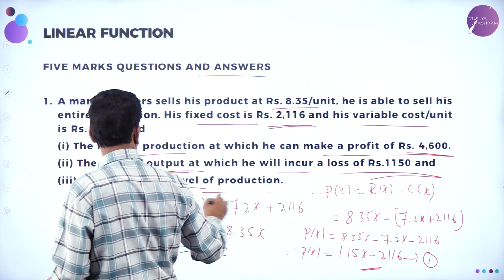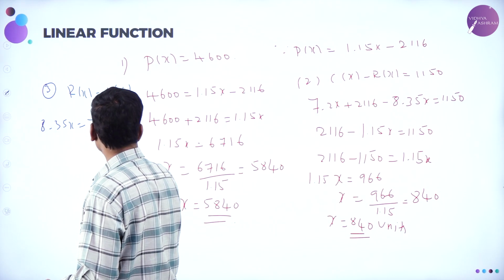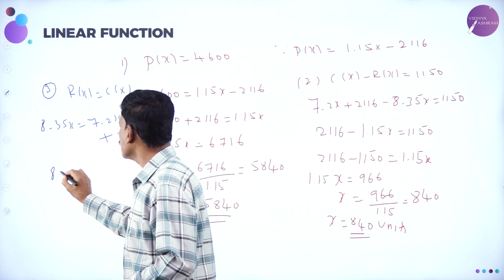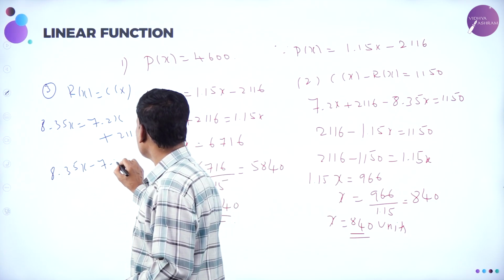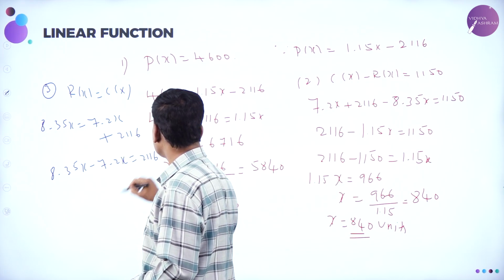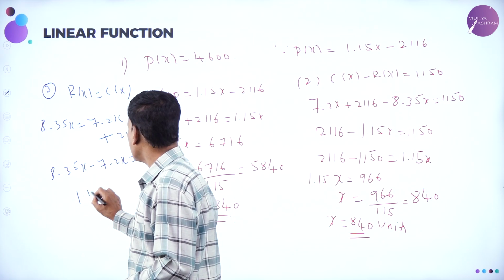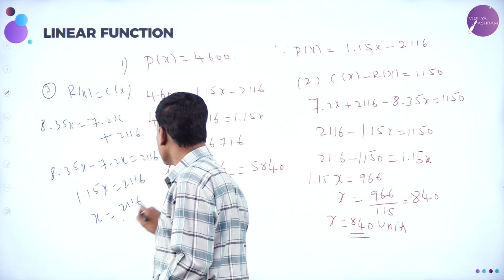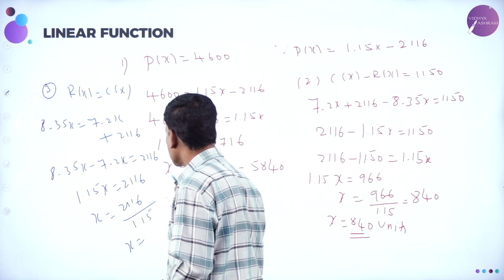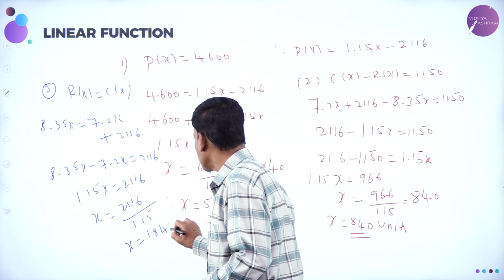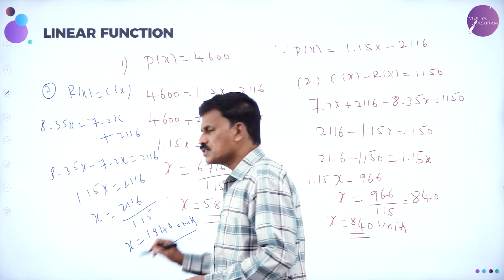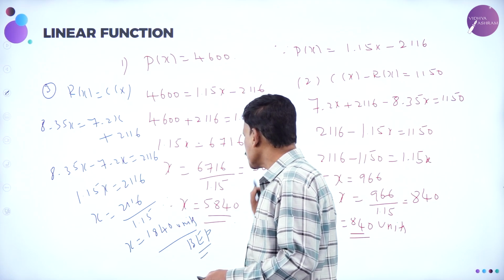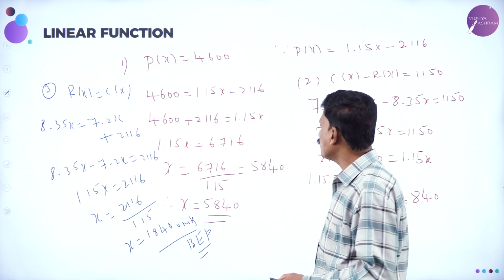8.35x is equal to 7.2x plus 2116. Simplify this: 8.35x minus 7.2x is equal to 2116. What is this equal to? This is nothing but 1.15x is equal to 2116. So therefore, x is equal to 2116 divided by 1.15. That is nothing but x is equal to 1840 units. So therefore, x is equal to 1840 BEP, break even point. That's it. This is how we are going to solve this problem for 5 marks.